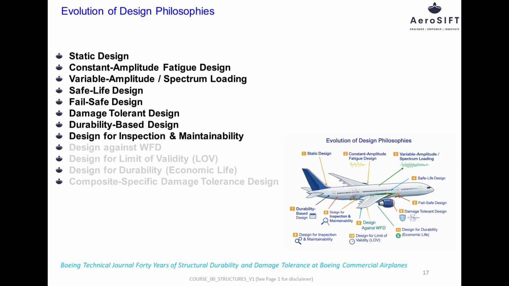This philosophy recognizes that structural safety depends not only on strength, but also on the ability to inspect and maintain the structure. Structural details are designed to allow access for visual and non-destructive inspections, with damage locations that are detectable and repairable. Designing for inspection ensures that damage tolerance assumptions can be effectively supported throughout the aircraft's service life.